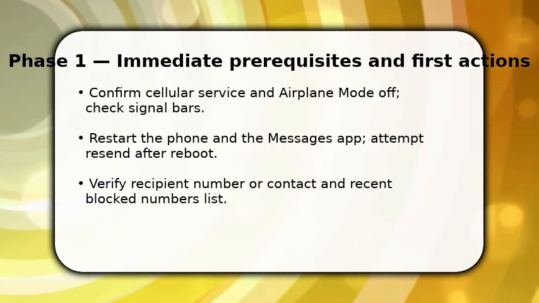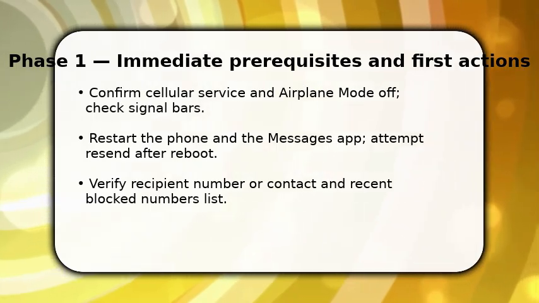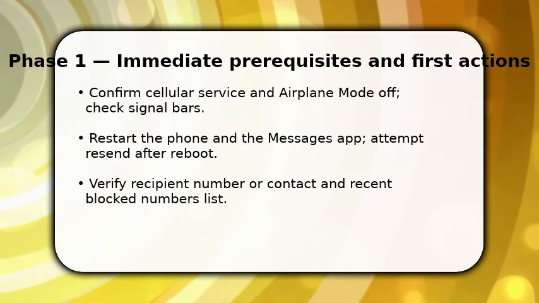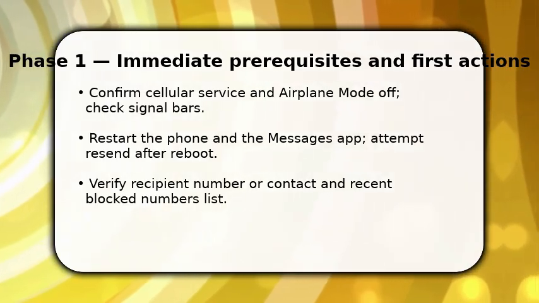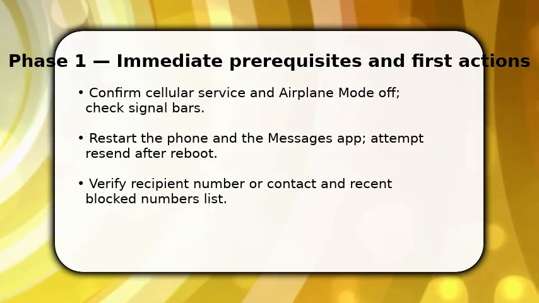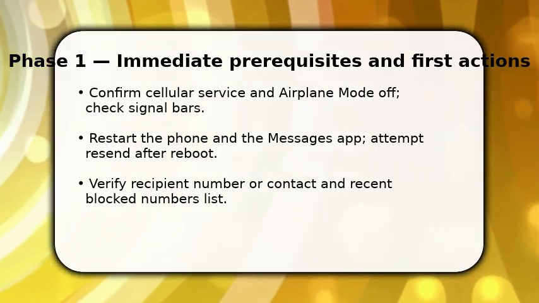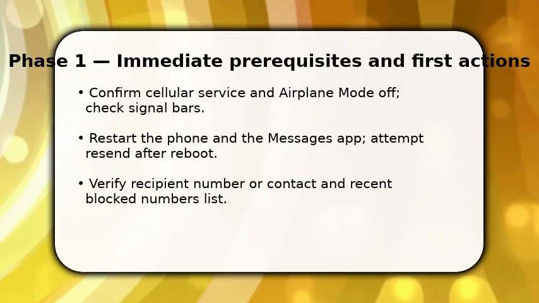Enjoy the video. You begin by confirming basics that impact sending. Make sure you have cellular service and airplane mode is off, because no signal prevents delivery. Once done, restart the phone and the Messages app to clear temporary glitches, then try to resend the failed message.